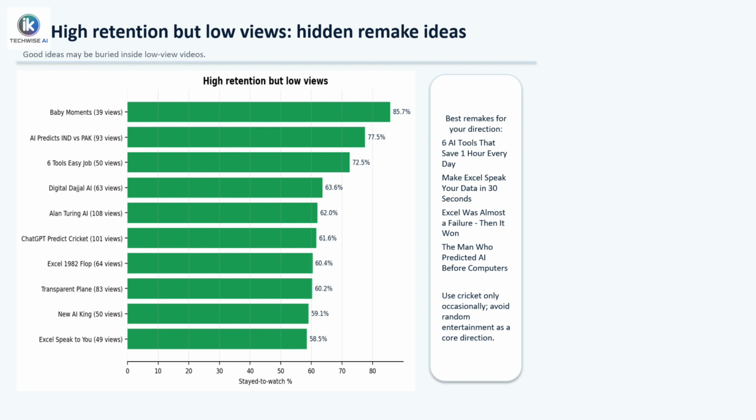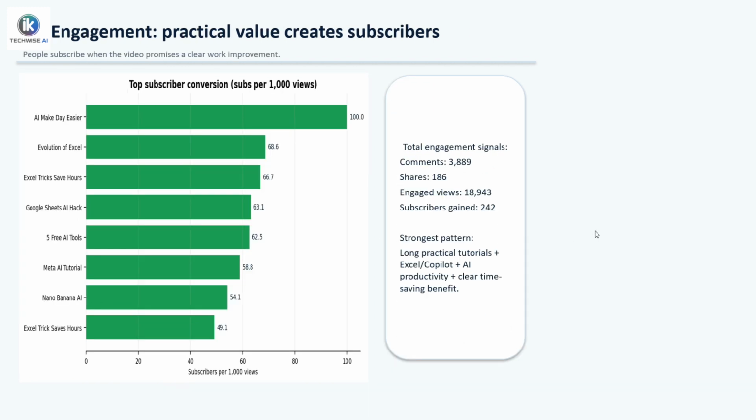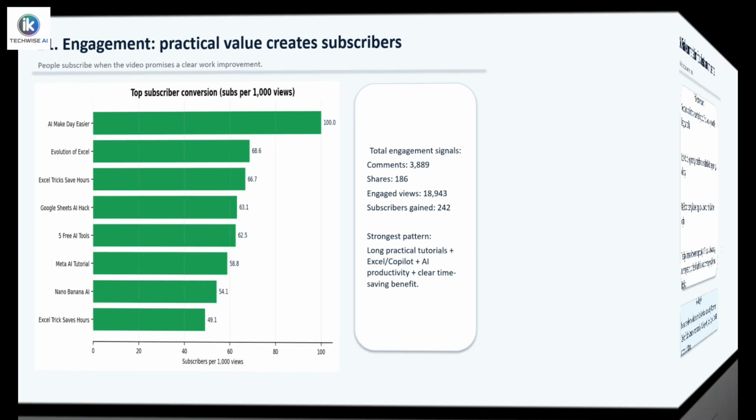The engagement analysis confirms the same message. The strongest subscriber converting pattern is the long practical tutorial, Excel or Copilot AI productivity, and a clear time saving benefit. Videos that promise practical improvement in work are more likely to convert viewers into subscribers.